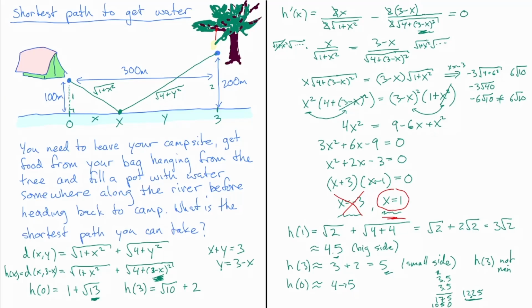So then the square root of 12.25, which is 3.5. So this one here is definitely bigger than 1 plus 3.5. So it's bigger than 4.5. And so h of 1 is clearly our minimum. Okay, so I will wrap that up here with the conclusion that we should get our water 100 meters upriver from the tent.